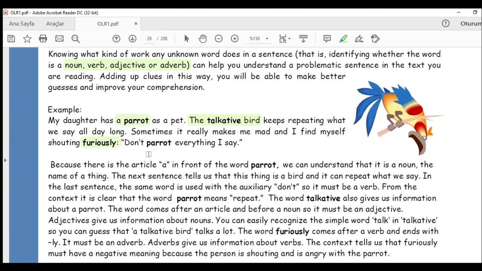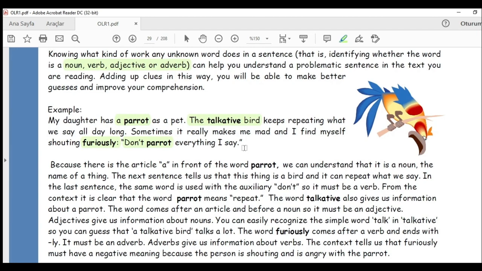Now take a look here. Parrot, we said it's a noun, right? But how about here? Don't parrot everything I say. If you are going to write a sentence like this, normally what do you put after the don't? You put a verb, right? Don't do this. Don't go there. Don't talk to me. All right? So you have a verb. Parrot here is actually a verb.